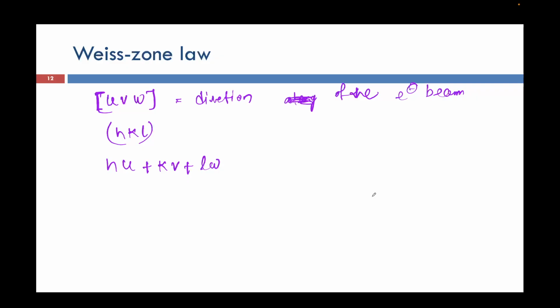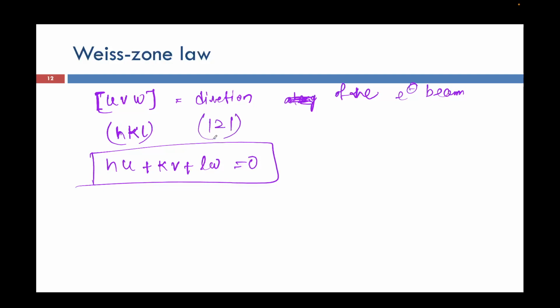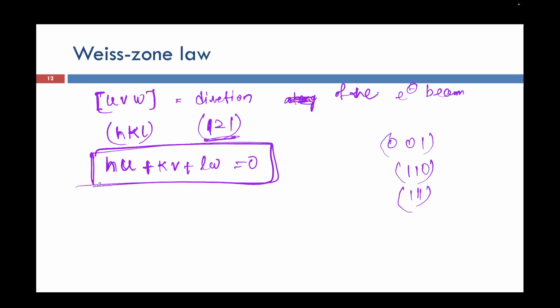According to the Weiss zone law, HU plus KV plus LW should be equal to 0. Let's say my diffraction is currently giving me the 0 0 1 plane, the 1 1 0 plane, and the 1 1 1 plane, but there is no mention of 1 -2 1, and I want to see this 1 -2 1 plane. Then what will I do? I will tilt my sample to a position such that this 1 -2 1 is visible. And how can I do that? By observing the Weiss zone law, HU plus KV plus LW is equal to 0.